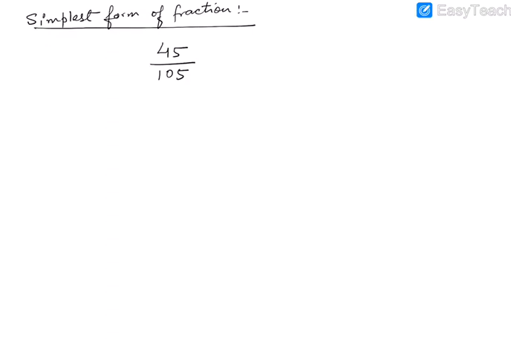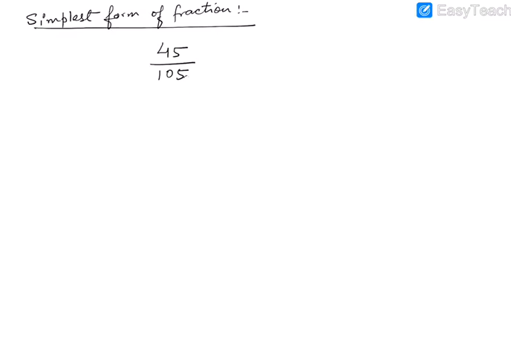When can we say that a fraction is in its simplest form? When the numerator and denominator are not both divisible by the same number, then we can say that the fraction is in its simplest form. I have said that when the numerator and denominator of a fraction are not both divisible by the same number, then that fraction is in simplest form.